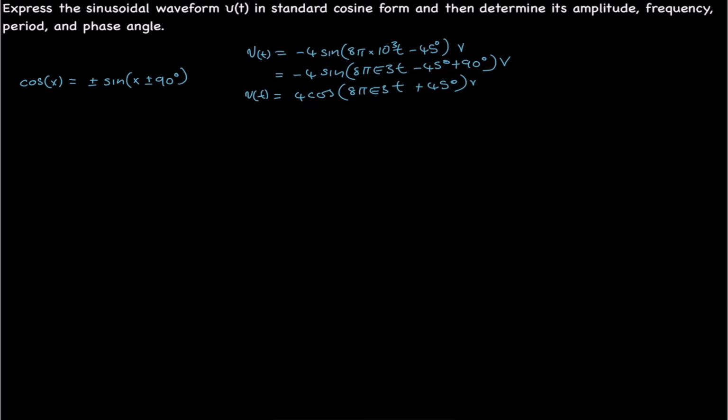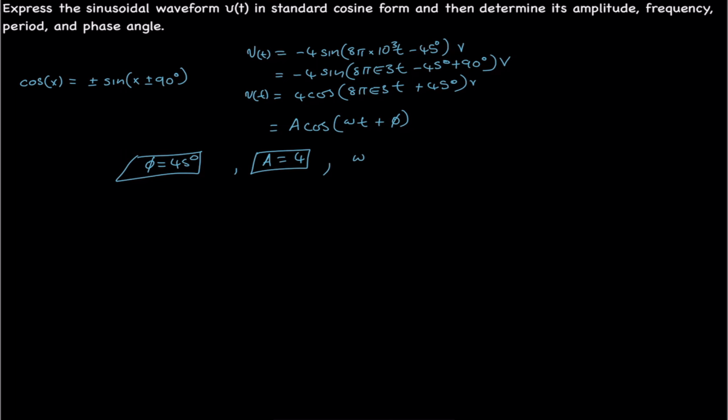We know v(t) is in the form of A cosine omega t plus or minus theta. In this case, A, the amplitude, is 4. So that is cosine, and 8 pi e to the 3 is omega, times t plus or minus theta. In this case, we have plus 45. So that is theta. Thus we have theta equal to 45 degrees. Amplitude is equal to 4.